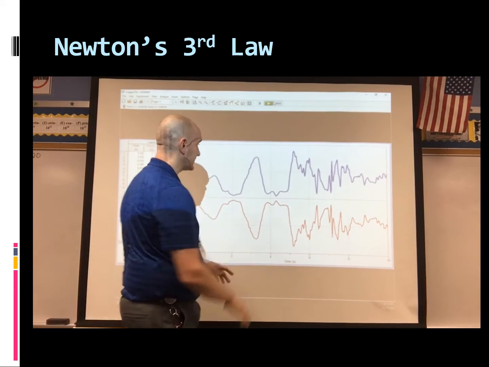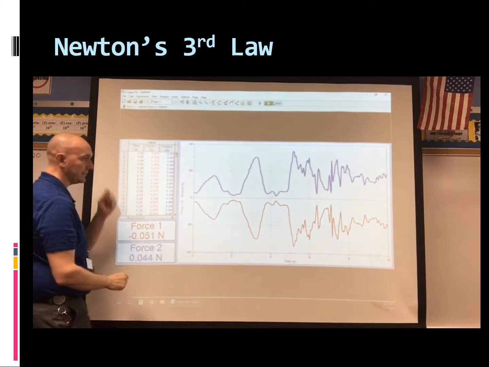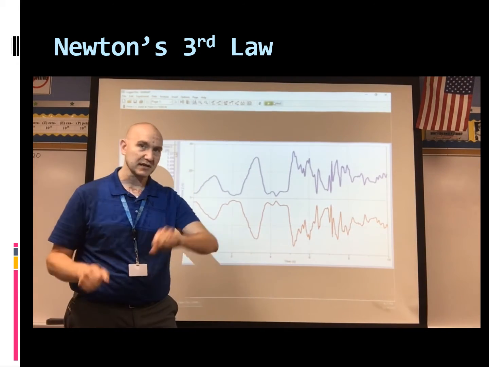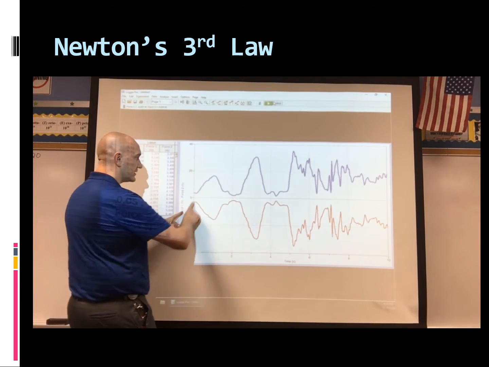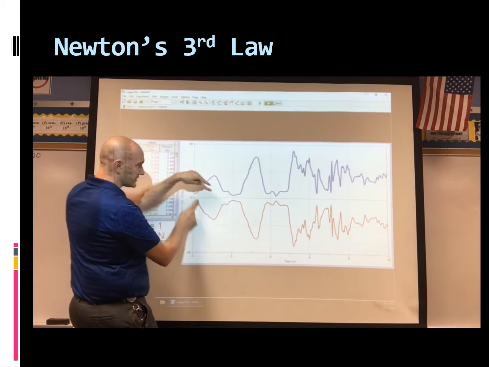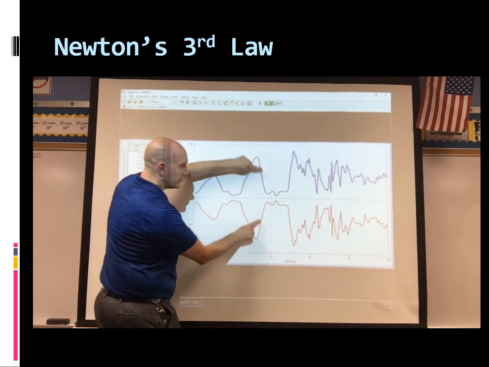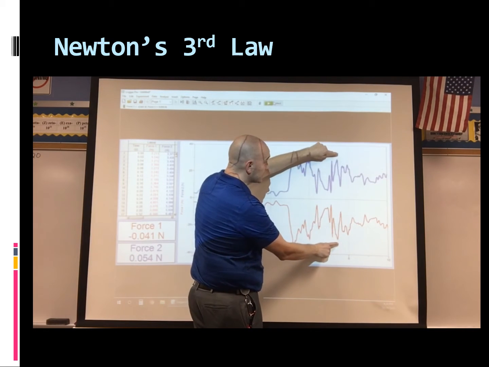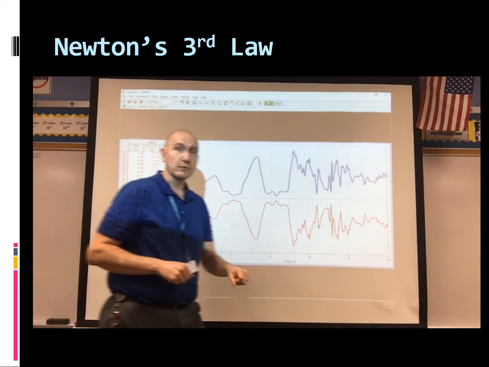All right, and what you can see is the entire time, as one object was pulling on the other, whether they were both stationary or I was moving around, you can see that the force of the blue force sensor and the red force sensor matched each other the entire time. Even when it got crazy over here, everything still matched as it went back and forth.